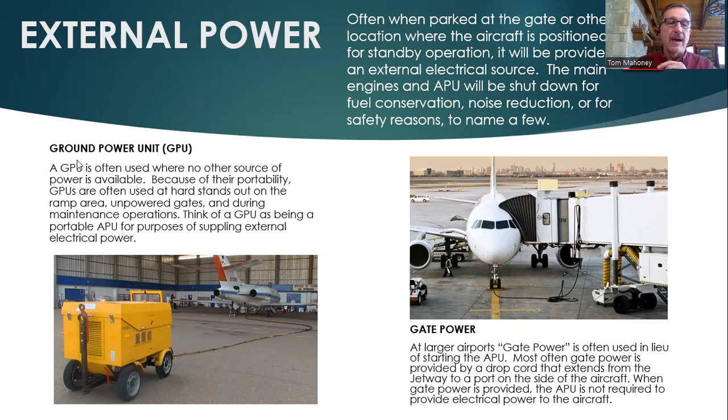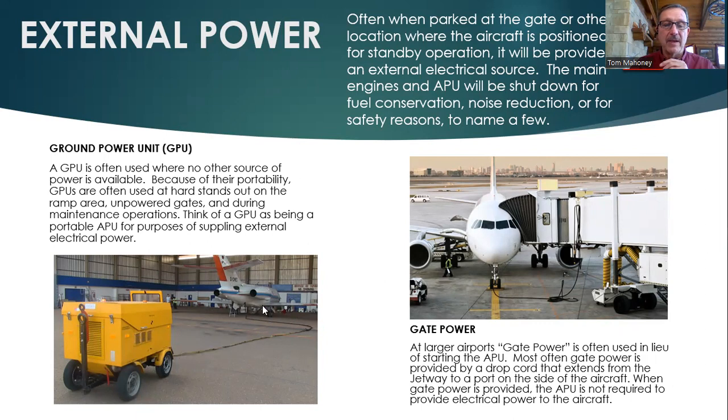Let's talk about the ground power unit right here. The GPU, the ground power unit, is often used where there's no other source of power available. This is a portable source of power. It's on four wheels, generally speaking, because of their portability. GPUs are often used at hard stands out on the ramp area, at unpowered gates, and during maintenance operations. In this case, it's a maintenance operation.